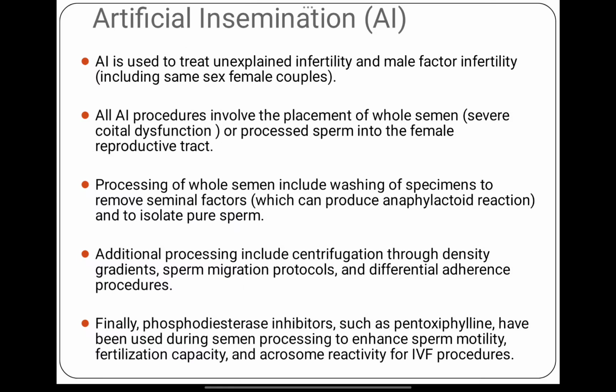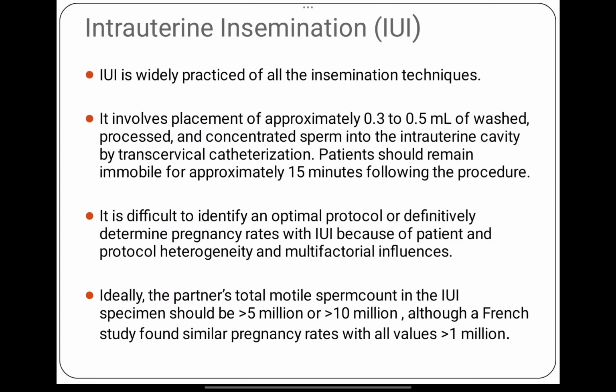Now, there is artificial insemination. This can be done in patients with coital dysfunction, where processed sperm are directly placed into the female genital tract, and these sperms are processed before introducing. Because if we do not remove the seminal factors, then it can lead to an anaphylactoid reaction. Additionally, processing includes centrifugation through density gradient, sperm migration protocols, and differential adherence procedures. Finally, phosphodiesterase inhibitors like pentoxifylline can be used during processing to enhance the sperm motility, fertilization capacity, and acrosomal reactivity in IVF procedures.